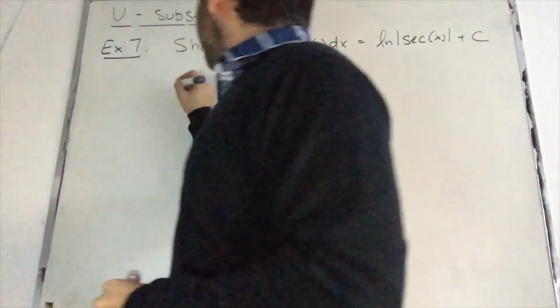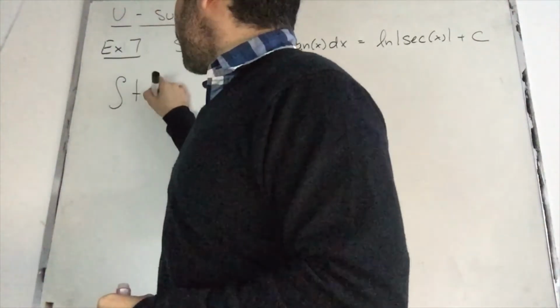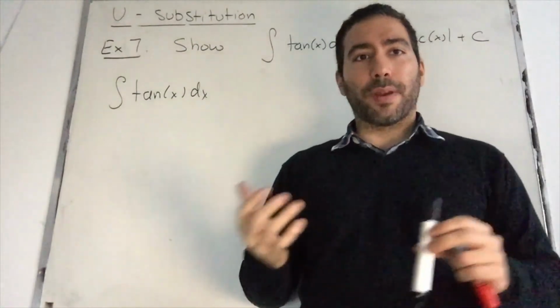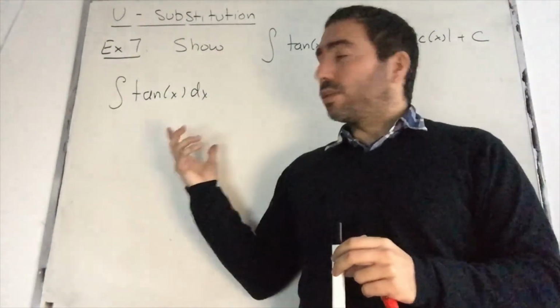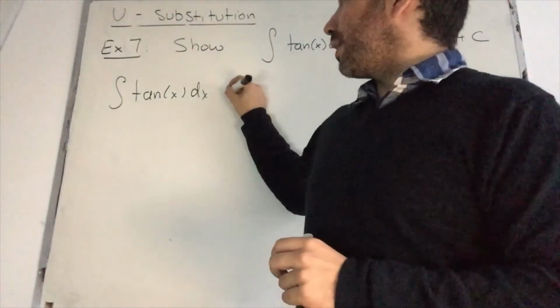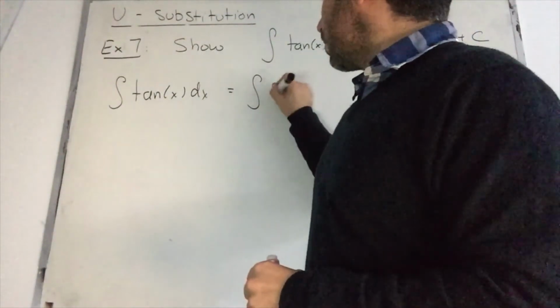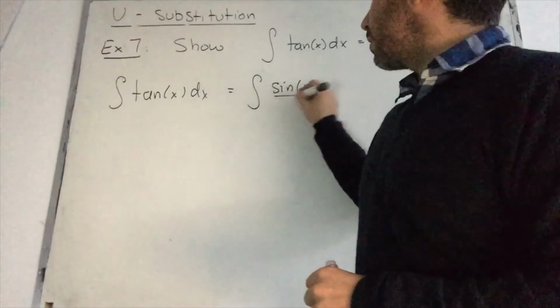So to start off, we have the integral of tan x dx, and it's not apparent what to call u. In order to begin, the trick is to rewrite tan. What's tan equal to? Well, tan is equal to sine over cos. Sine x divided by cos x.